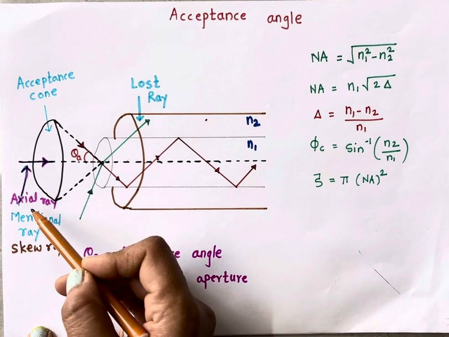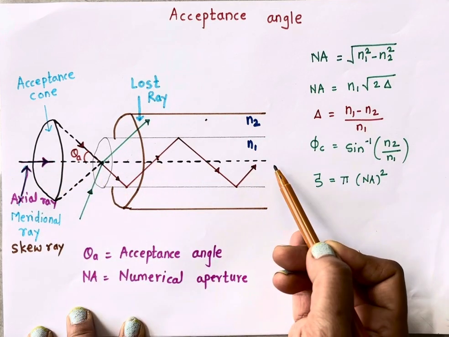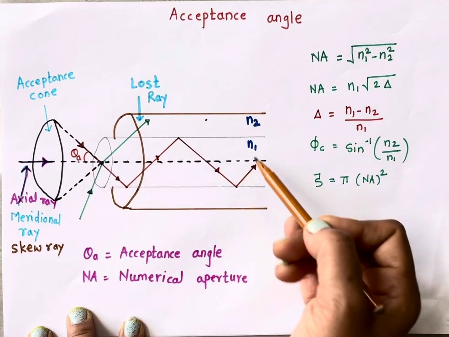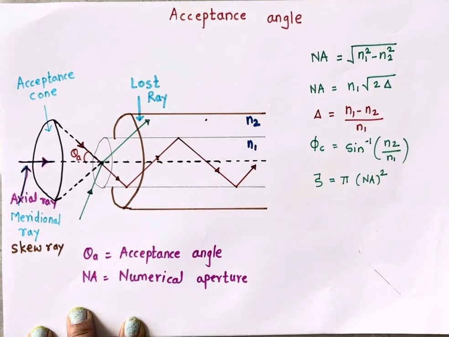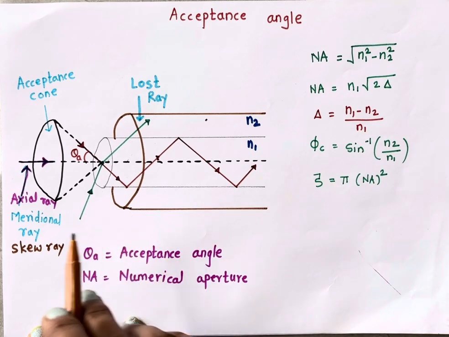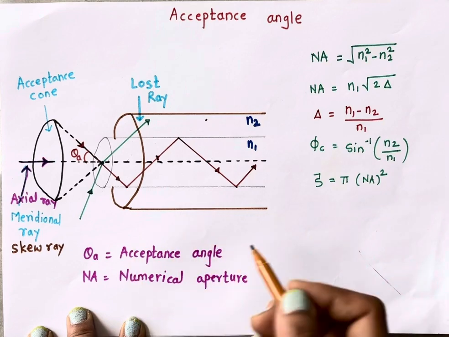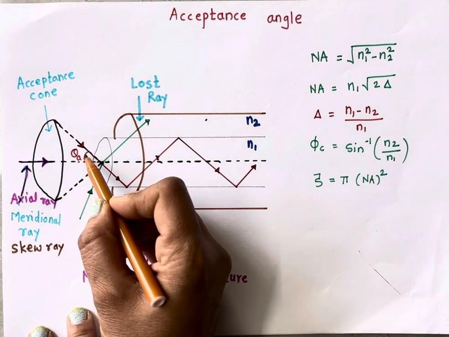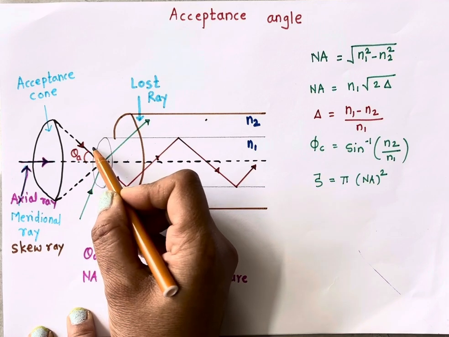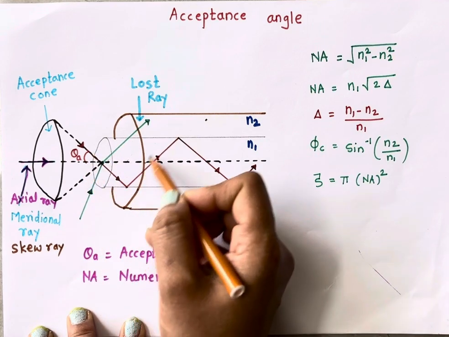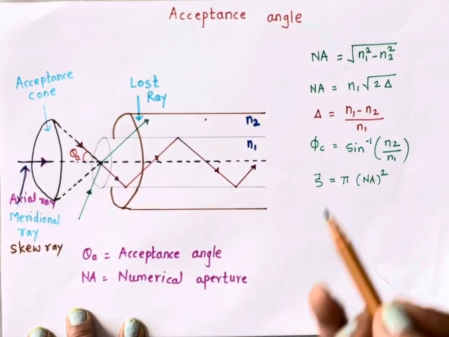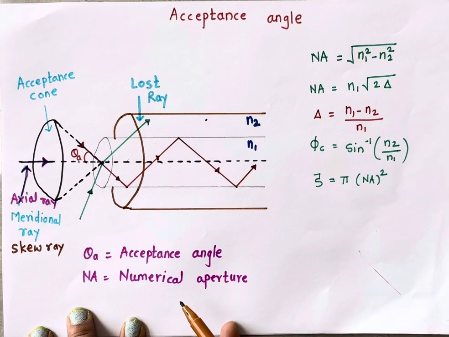Skew rays. So there are axial rays which travel over the axis of the fiber. There are meridional rays. So these are meridional rays which travel because of total internal reflection, and then there are skew rays. Skew rays also travel because of total internal reflection. Only the thing is they follow helical path. Then comes acceptance angle. So it is maximum angle with the axis. If light ray will make more angle than acceptance angle, then it will not travel through the core. Rather it will get lost into the cladding material. Then comes numerical aperture.